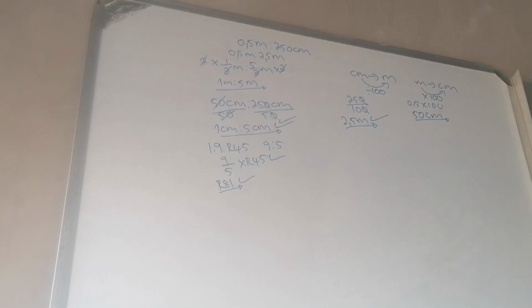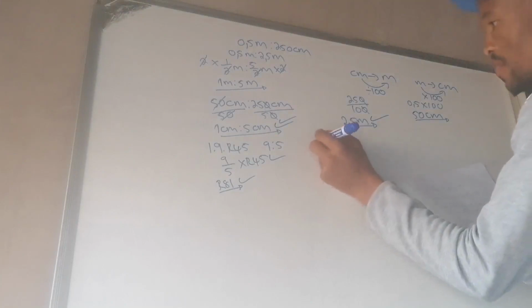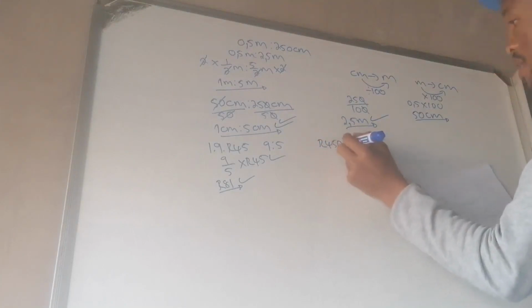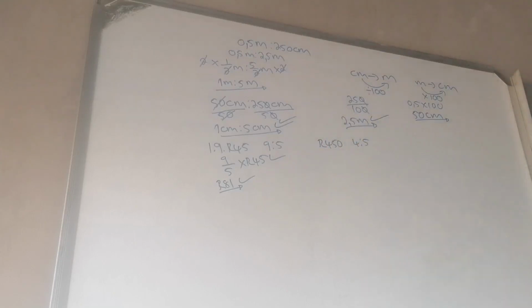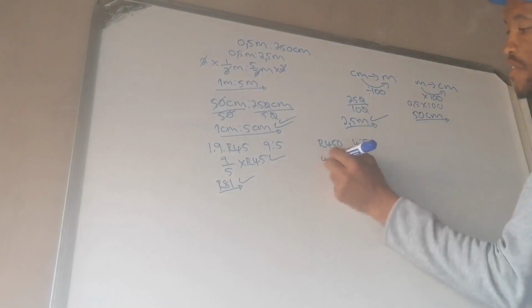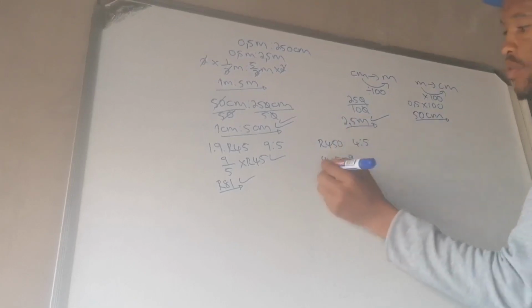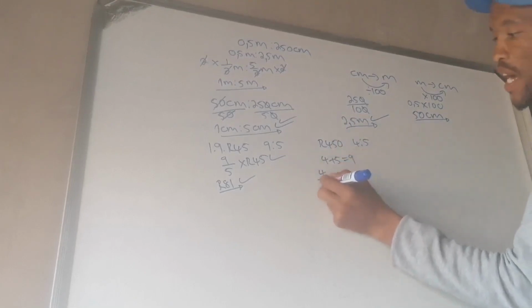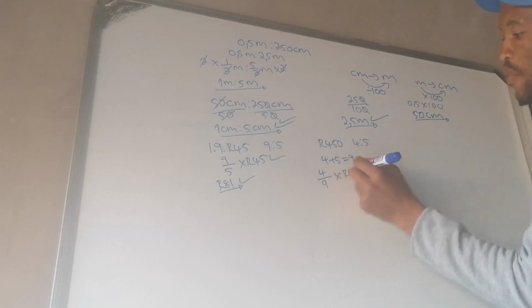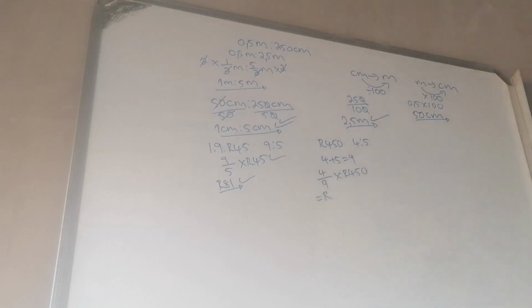Divide 450 in the ratio 4:5. How do we divide 450 in the ratio 4:5? The first thing when you are dividing is adding these numbers. You will start by saying 4 plus 5, and that will give you 9. And then you will say 4 over the total of 9, and you will multiply by 450.